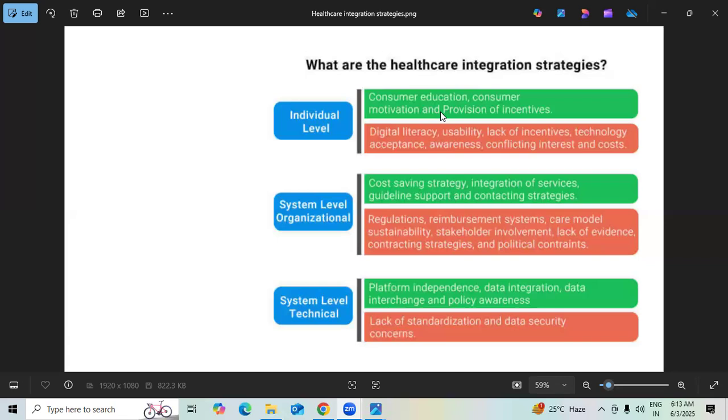Approach and implement healthcare strategies are as follows. First, on the individual level.